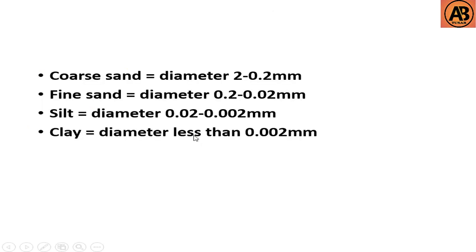Now we are going to learn about the diameter. Here we can see the diameter such as coarse sand diameter maybe 2 to 0.2 millimeter. Then fine sand diameter may be 0.2 to 0.02 millimeter. Then silt diameter may be 0.02 to 0.002 millimeter. Then clay soil diameter may be less than 0.002 millimeter. So this is the diameter of the soil particles.